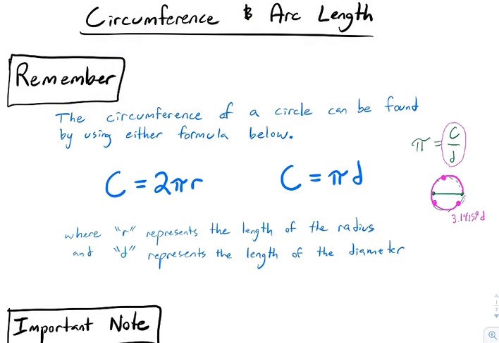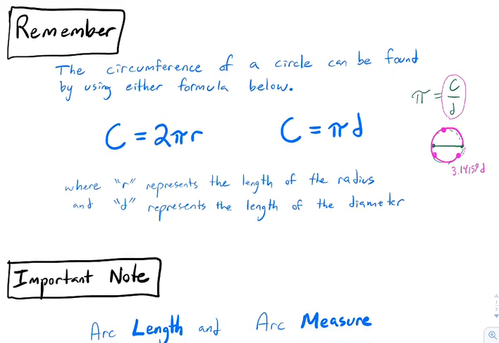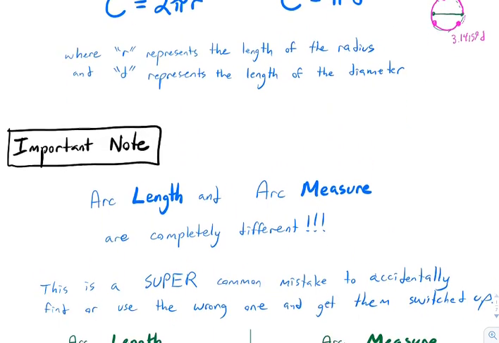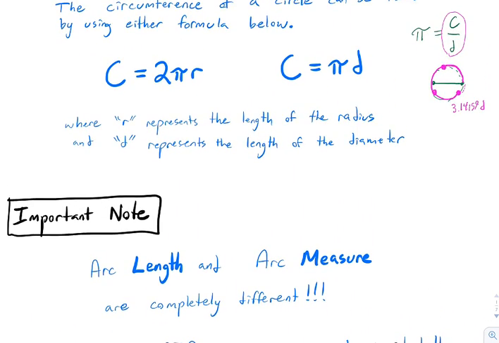Okay, so the first thing we need to be able to do is find the circumference using one of these two formulas. We'll in general use 2 pi times the radius. Okay, so another important note, what I mentioned above, is arc length and arc measure are completely different things. And this is probably the most common mistake students run into. A question asks for one and they answer the other. And that leads to a lot of docked points just because you answered a question that was not being asked.